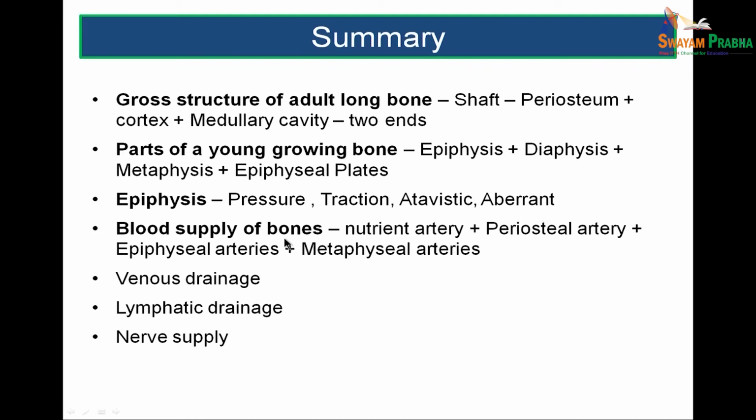Blood supply to bones is through a nutrient artery, periosteal arteries, epiphyseal arteries and metaphyseal arteries. There is venous drainage; the veins accompany the arteries and drain to the respective veins. Lymphatics have not been demonstrated but do drain the periosteum. Nerve supply, I have told you, is very rich in the periosteum.